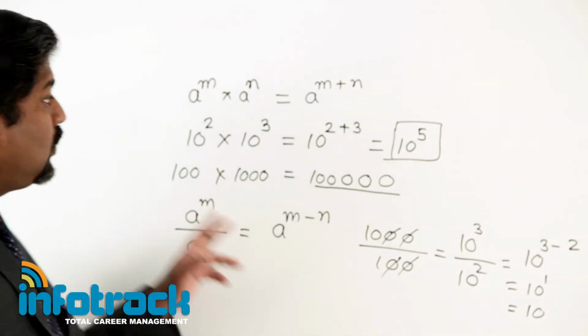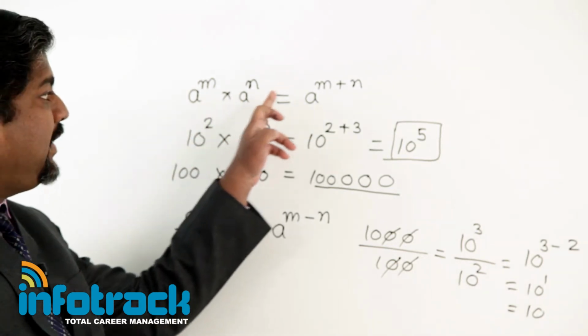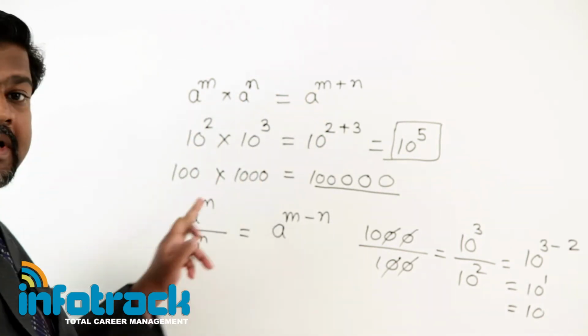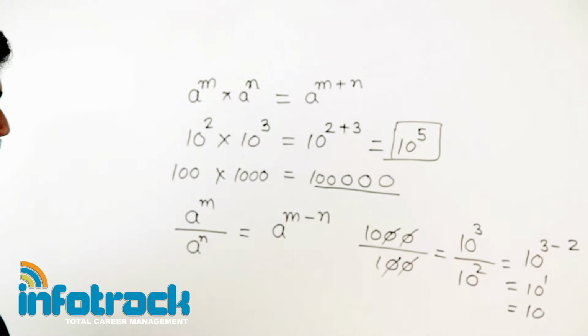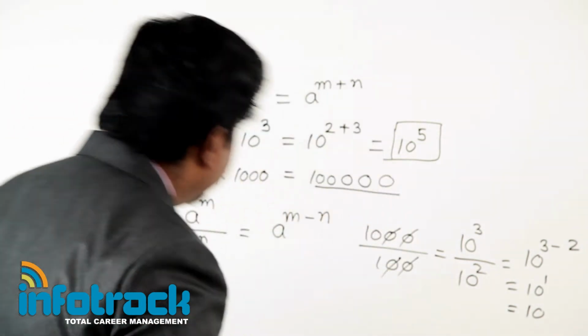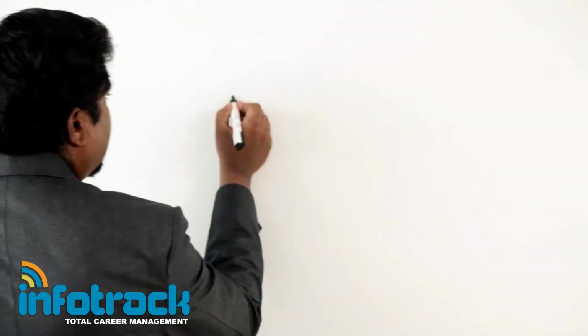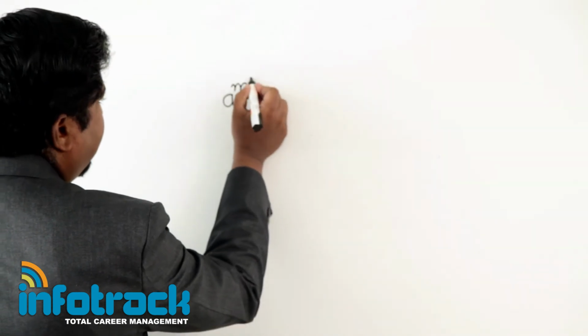So this way two important laws, a raised to m into a raised to n, and a raised to m divided by a raised to n, we have discussed. Two important laws here. Now the third thing, a raised to m.